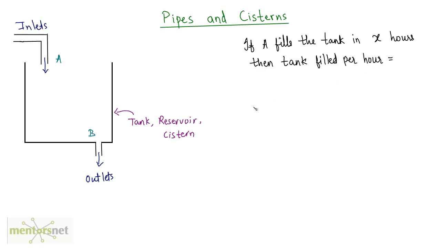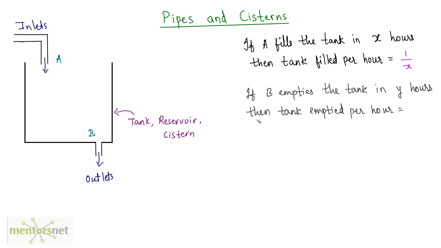Well, again, like time and work, we treat the tank as something similar to work. That is, we assume the full tank as 1. So the fraction of tank that will be filled per hour will be 1 by X. Now in the same way, if B, the outlet, empties the tank completely in Y hours, then the tank emptied per hour will obviously be 1 by Y.